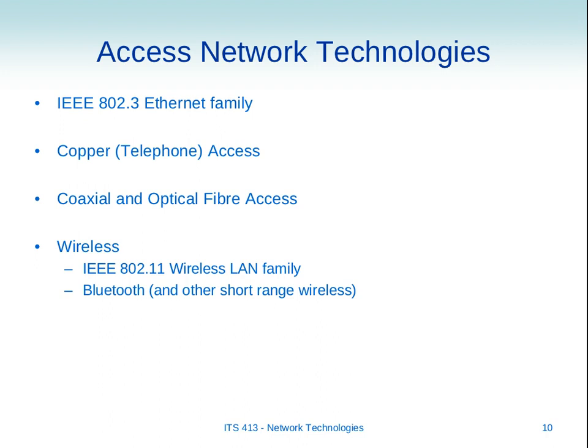And then we have wireless. I know we said we're looking at wired, but in terms of access network technologies, these are the main three: the telephone network, Ethernet, coaxial cable or optical fiber, and wireless. And the main wireless ones are the 802.11 wireless LAN family of standards, and in some cases Bluetooth, but not so popular for access networks. We'll talk about wireless later.